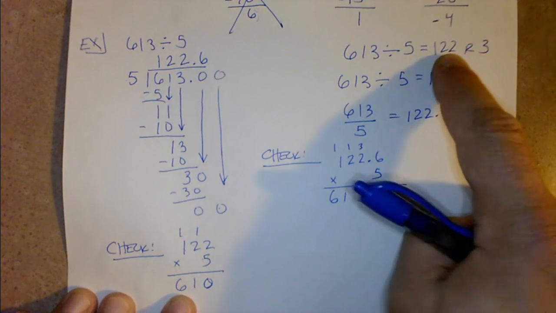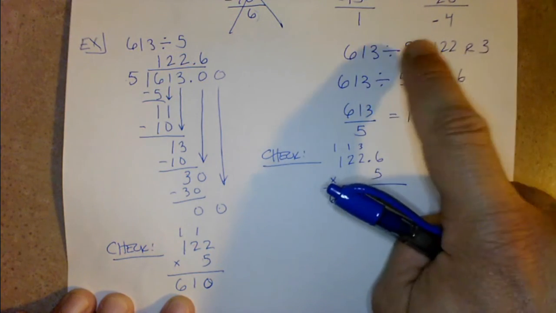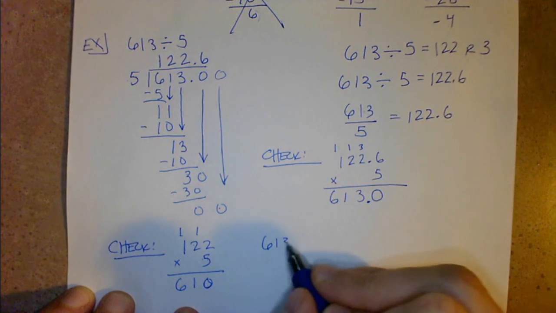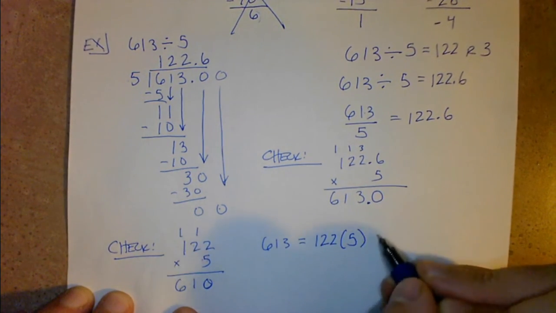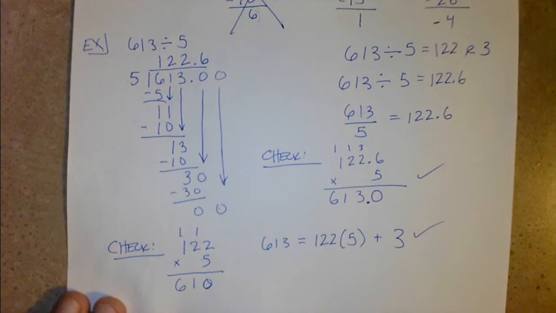So 122 times 5 plus this 3, this leftover 3 that I had, equals 613. So 613 does equal 122 times 5 plus that remainder of 3. So that worked out as well. Right? You can always check your work.